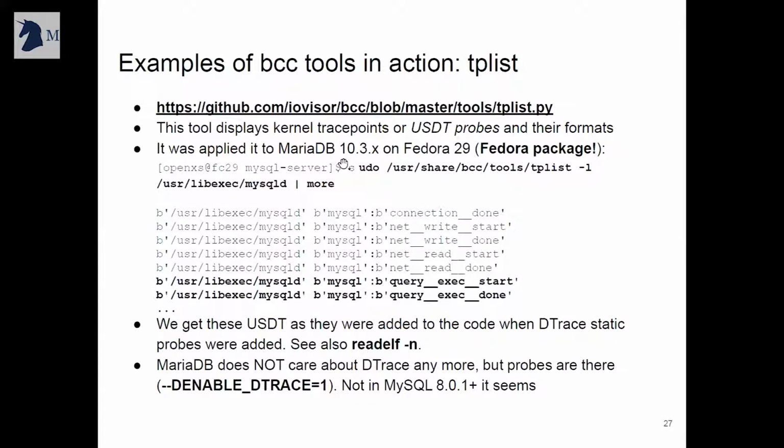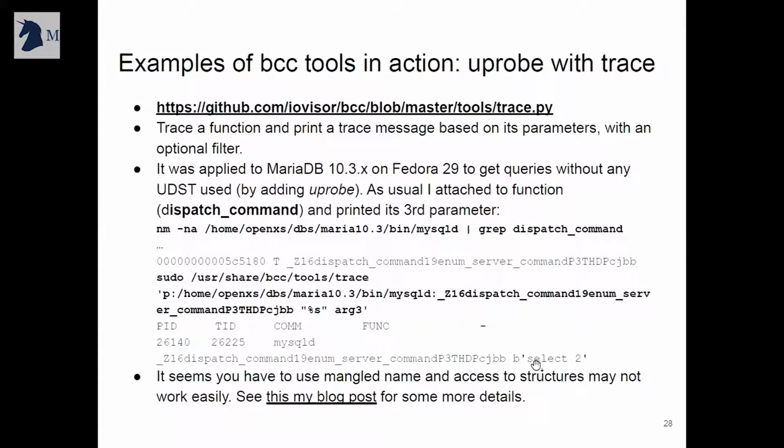Of the existing BCC tools already created that you can just run, one of the important ones is tplist. tplist lists the trace probes in the binary, and you can find out, for example, that the MariaDB package on Fedora has the trace probes. MariaDB packages from MariaDB Corporation or Foundation do not have them, and you cannot find them in the code of MySQL 8 either. There is a tool to add dynamic user probes, and it's called trace.